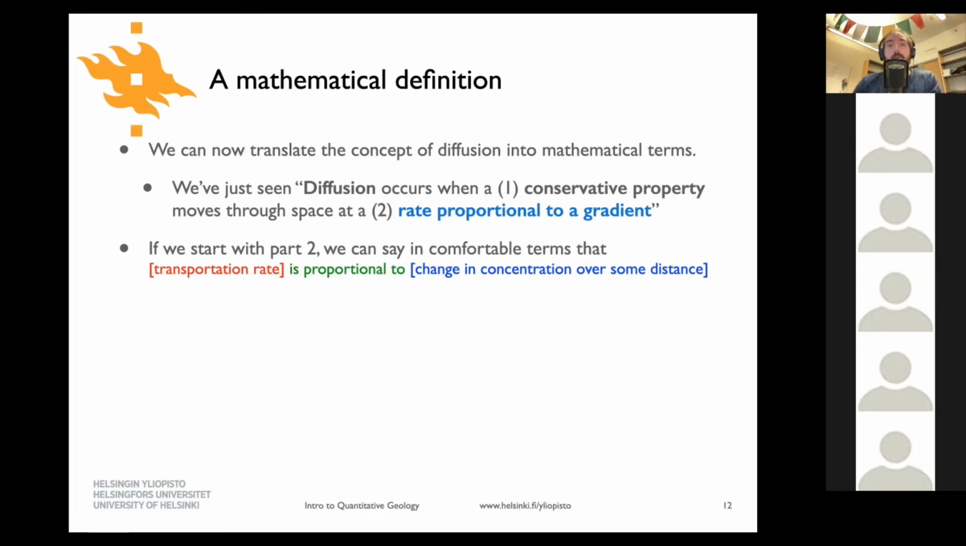Anyway, we can see that diffusion occurs when a conservative property moves through space at a rate proportional to a gradient. So let's focus first on this rate proportional to a gradient piece.